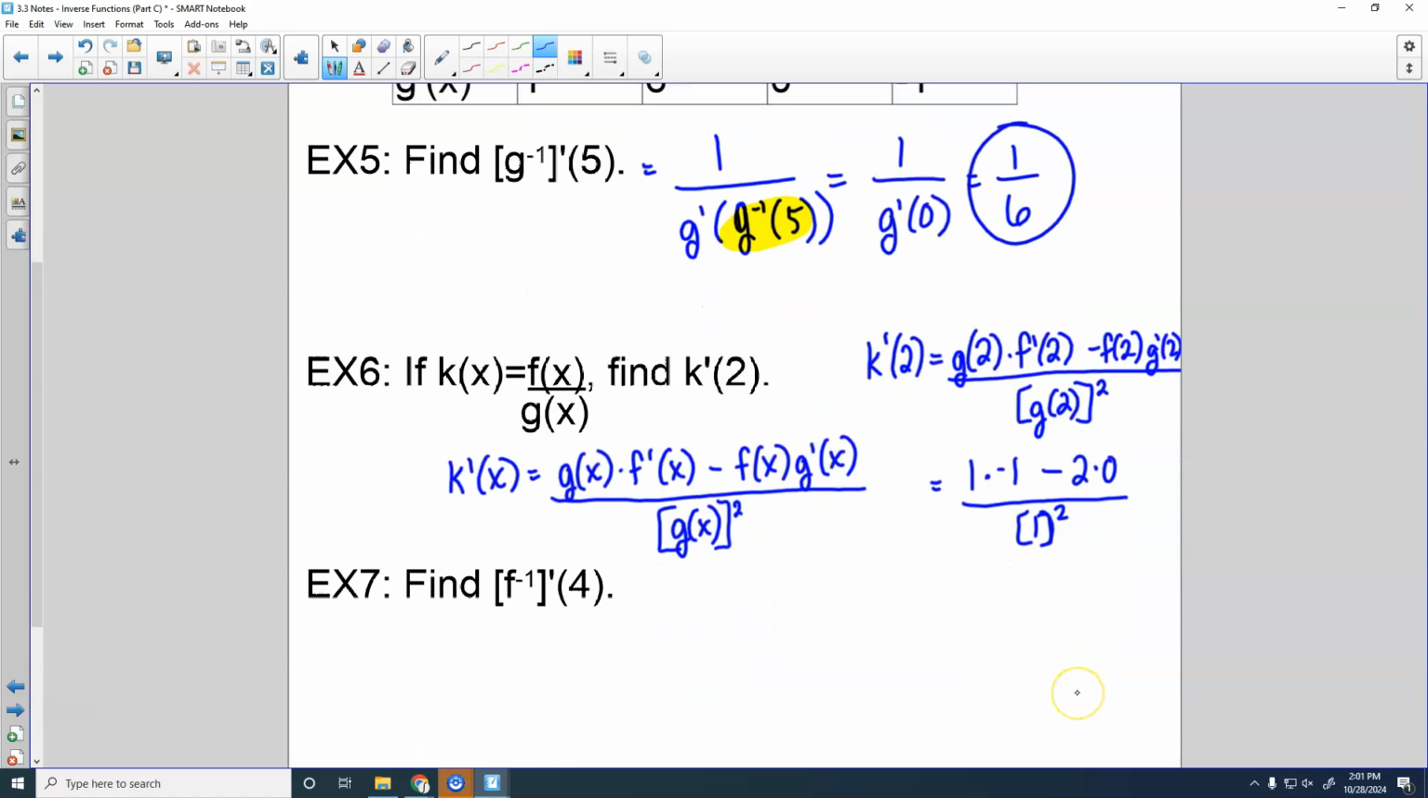Okay, on a free response, you could leave it like this, but a lot of times you'll want to know what that actually is. So you're going to get negative 1 minus 0 over 1. That's just going to give you a negative 1 for your answer there. Okay, questions?